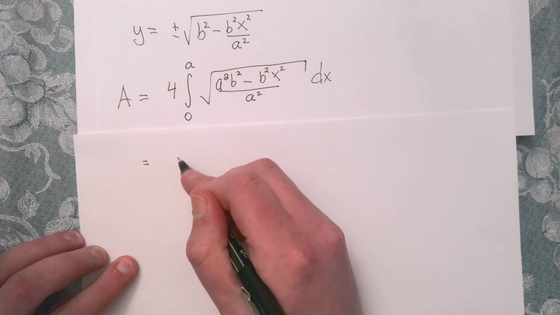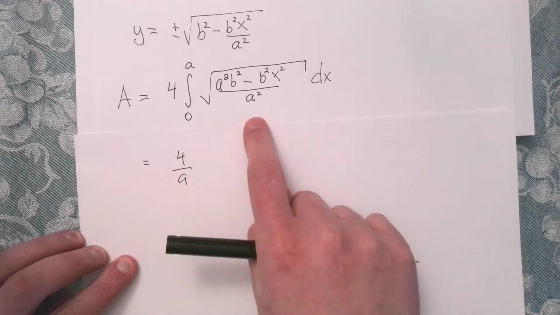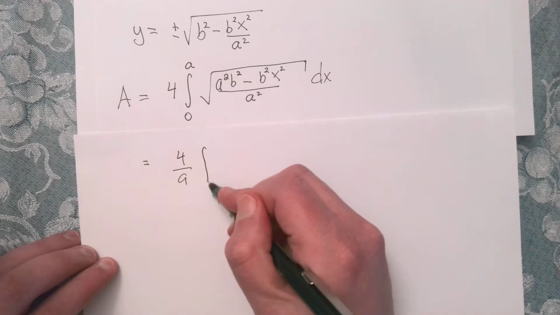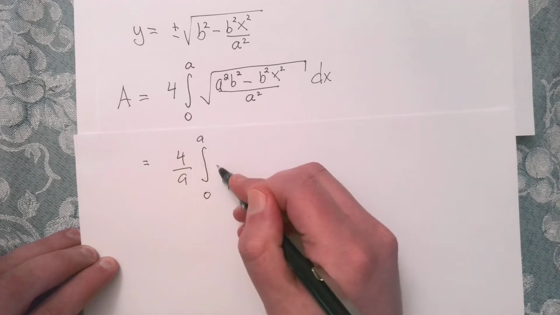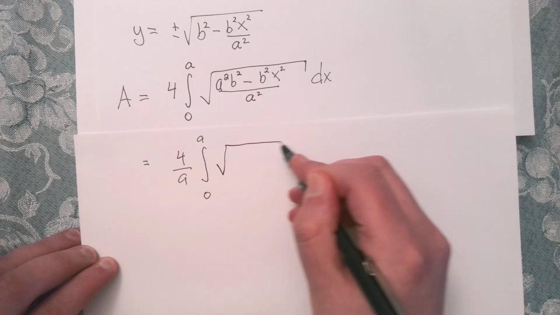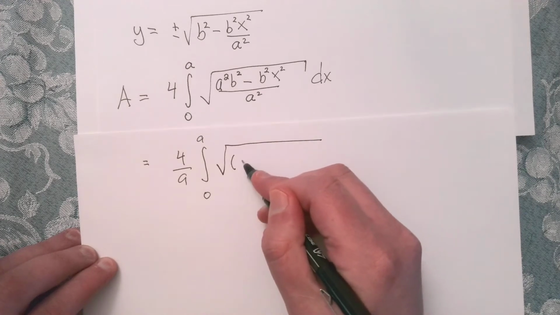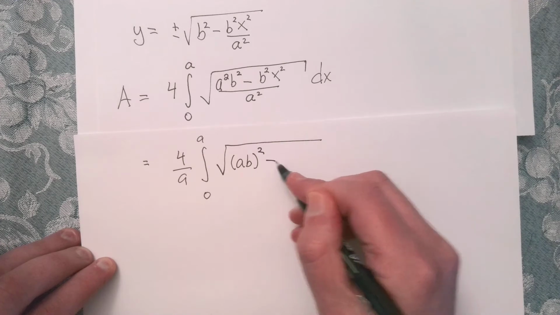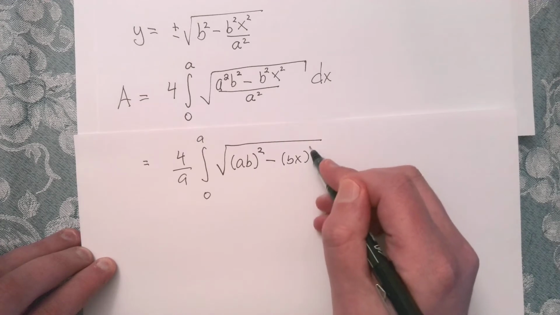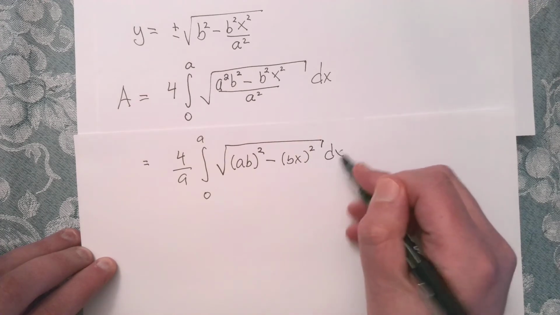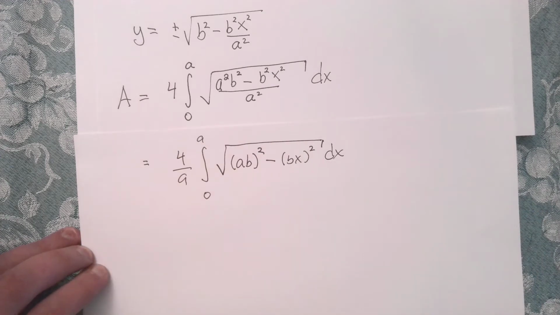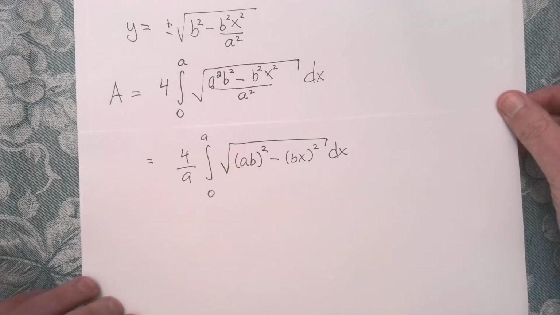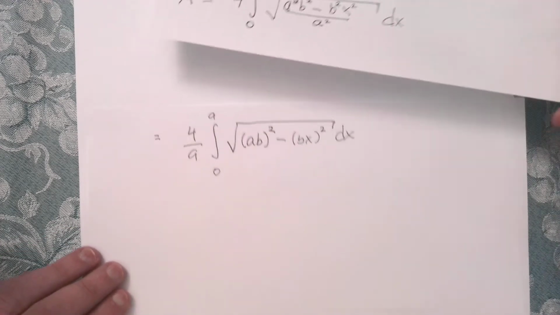So let's see what we're left with here. We've got 4 over a. So when I take the square root here, I don't have to worry about absolute values because of the interval. We're perfectly fine. So we're integrating from 0 to a. We've got the square root of, I'm going to call it, just for now, for a step or two, a squared b squared minus b squared x squared dx. This puts me in the form of a trig sub, which is kind of nice. Hopefully you recognize this as a sine substitution. That's how we're going to proceed.